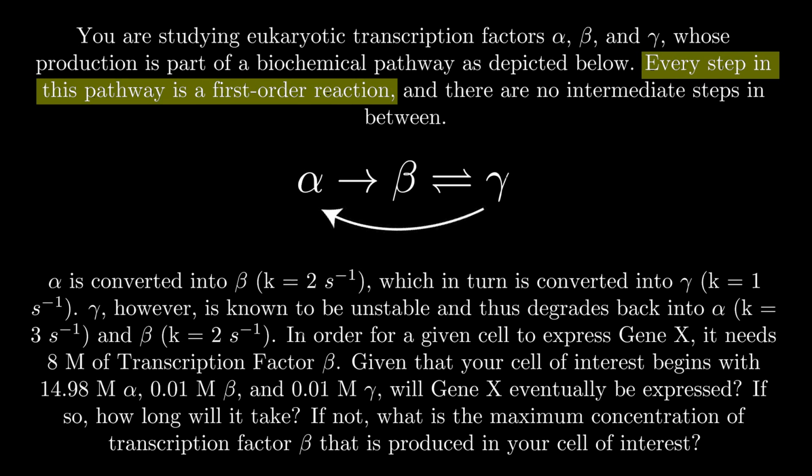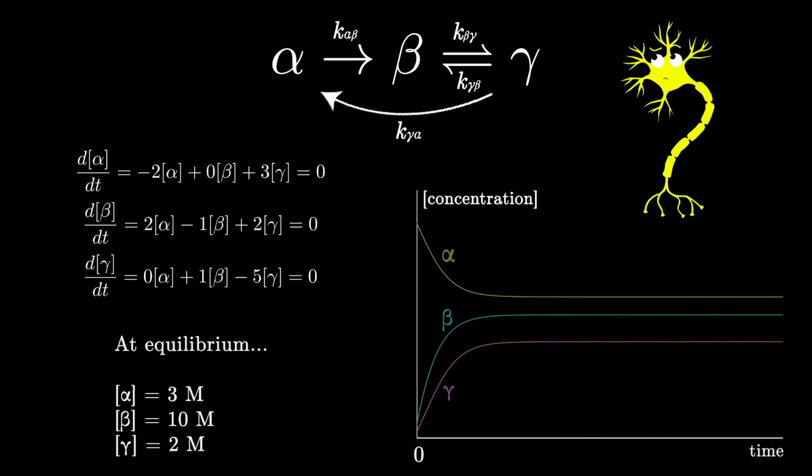Since we started with 0.01 molar of transcription factor beta, and now that we know that there's 10 molar at equilibrium, then based on the Intermediate Value Theorem, we know that yes, we will reach 8 molar beta at some point in time because 8 is in between 0.01 and 10.